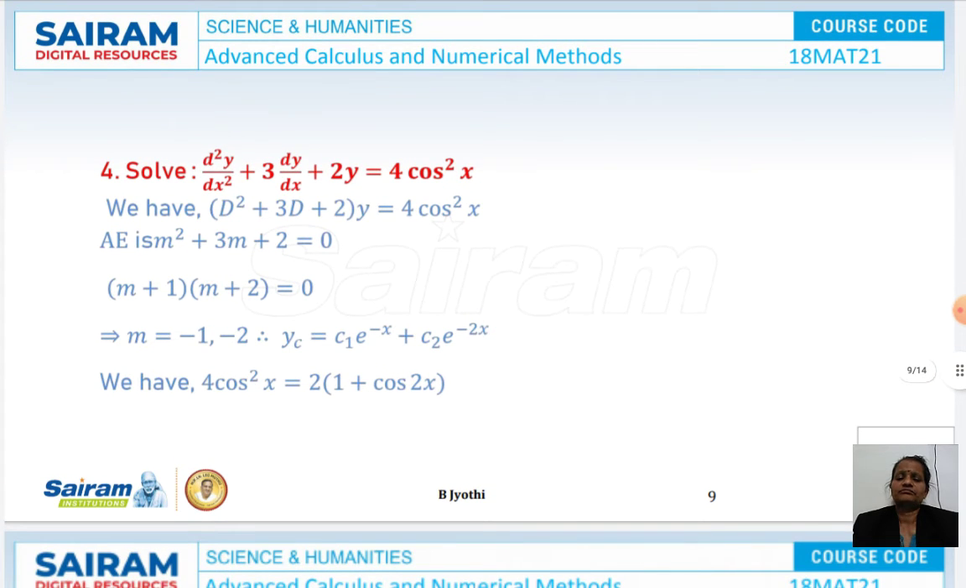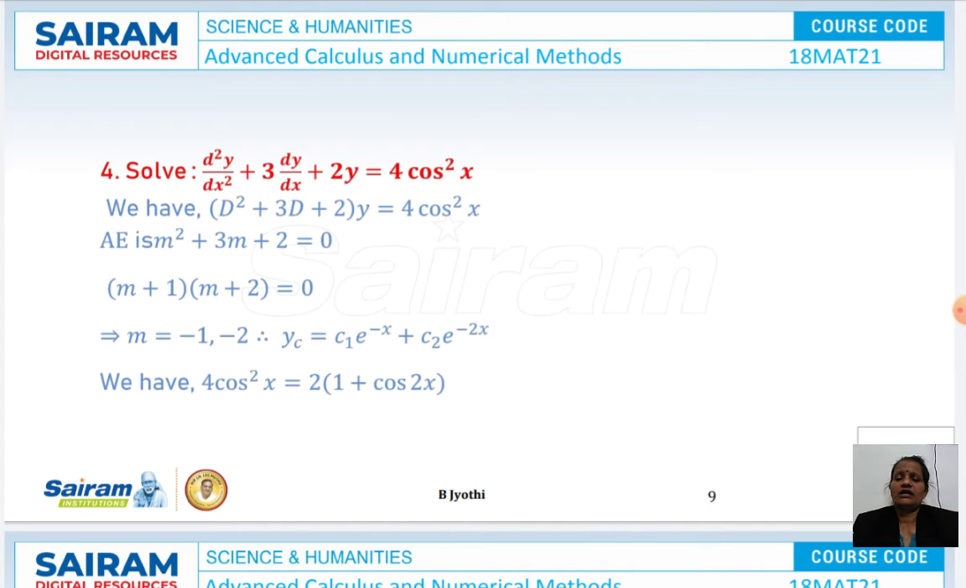Next question. d square y by dx square plus 3 dy by dx plus 2y is equal to 4 cos square x. The auxiliary equation is given by m square plus 3m plus 2. So (m plus 1) into (m plus 2) is 0. Thereby m is minus 1 and minus 2.